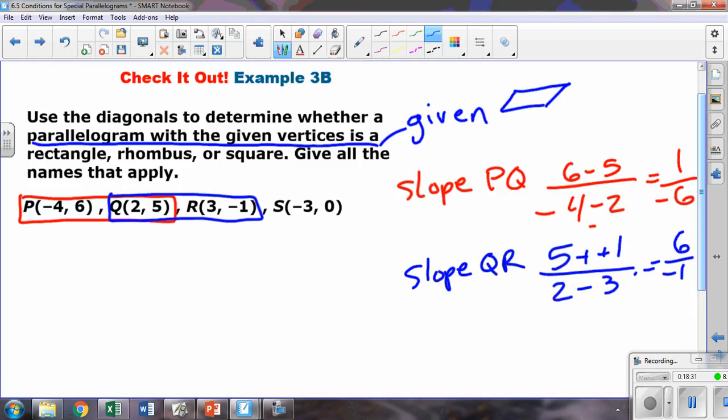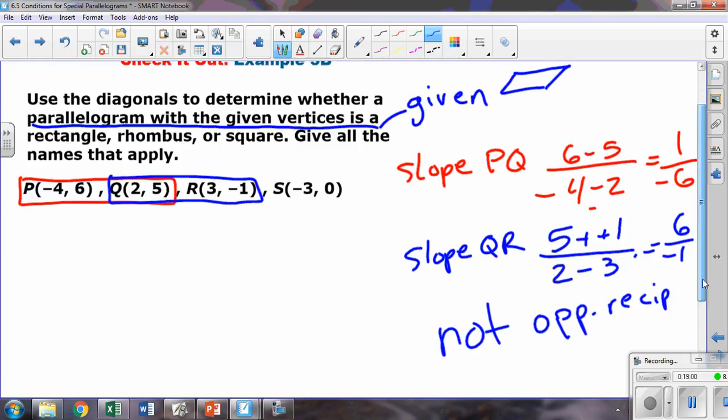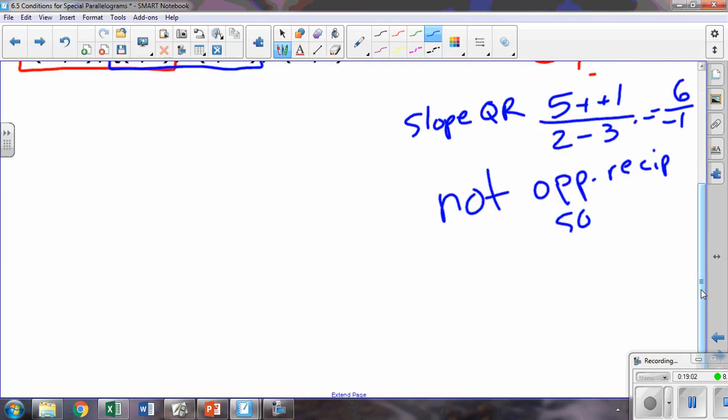So, are those slopes opposite reciprocals? Definitely reciprocals, 1 over 6 and 6 over 1, but are those opposites? No. They're both negatives. And because they're both negatives, we know that they're not opposites, so since those are not opposite reciprocals, we know that it's not a rectangle.